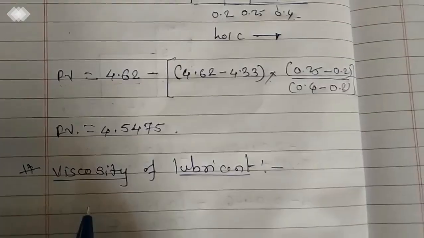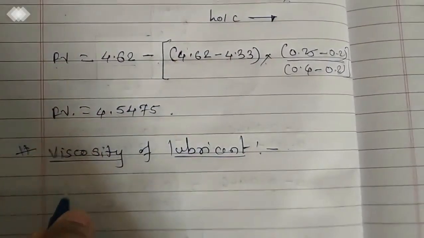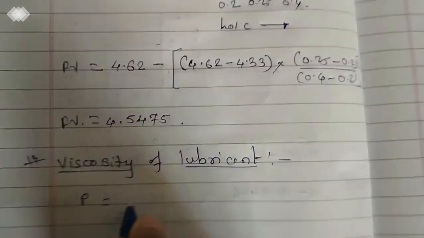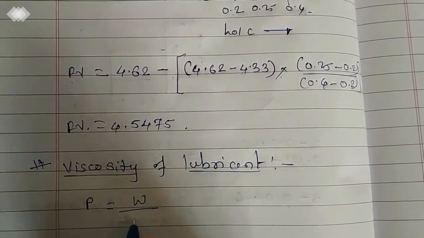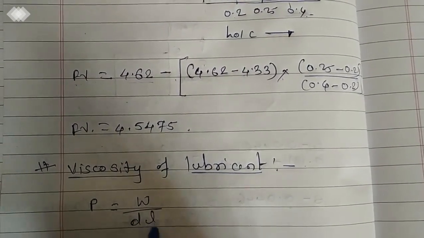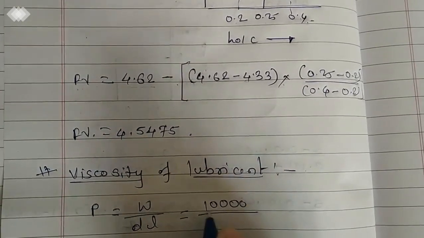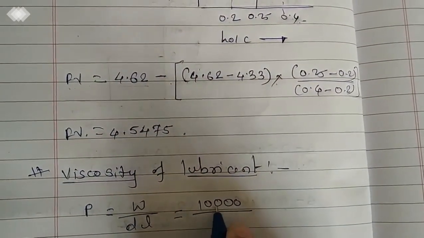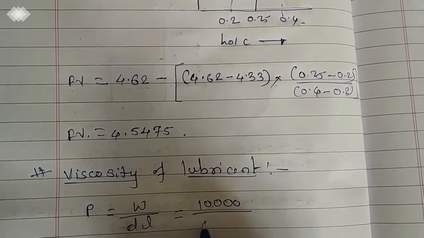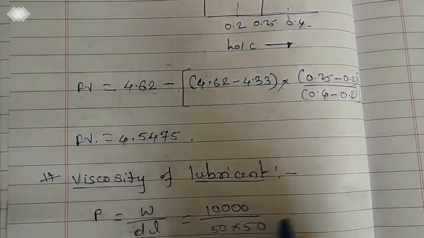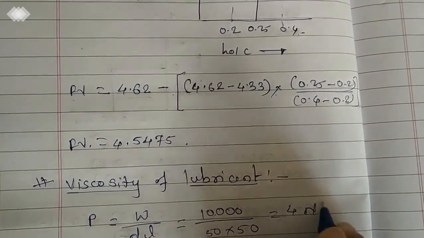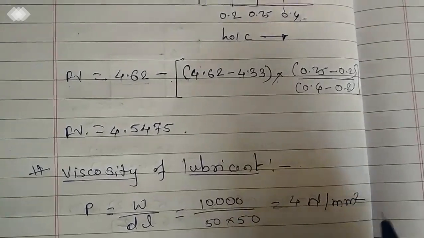4.5475. Let's calculate the viscosity of the lubricant. Before that we need to calculate the bearing pressure. So it is P upon DL. W is given as 10 kilonewton, so it is 10,000 divided by 50 into 50, so we get 4 Newton per mm square.